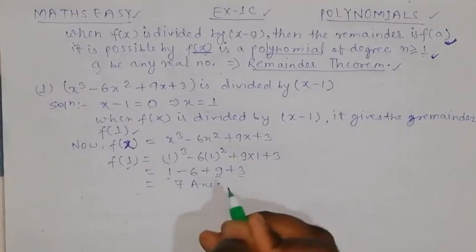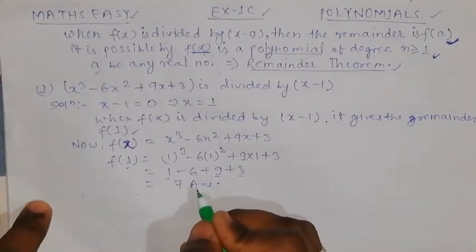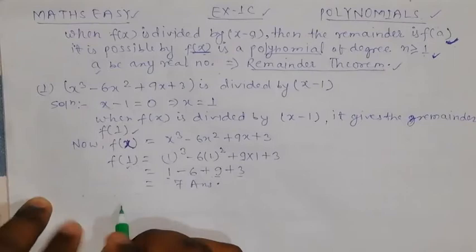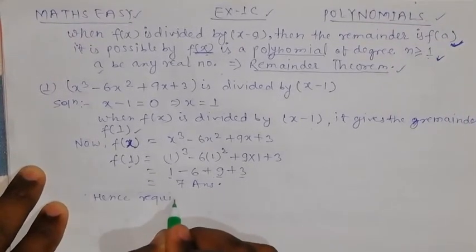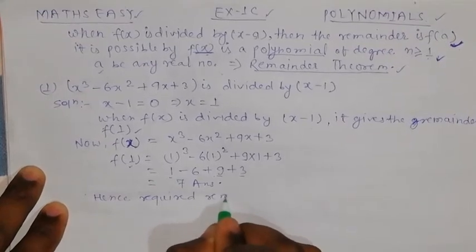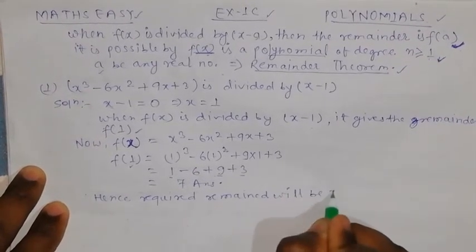And 7 is our answer. Therefore, the required remainder will be 7.